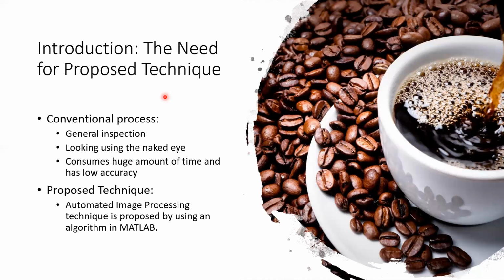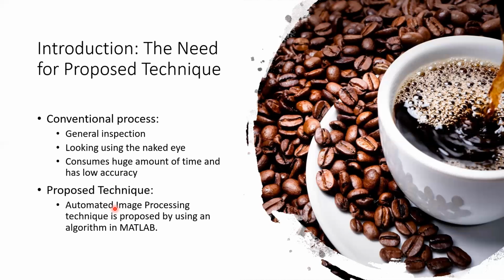And what is the need for the proposed technique? Actually, the conventional process of identifying coffee defects such as black beans is by general inspection, just by looking using the naked eye. That consumes a huge amount of time and also has low accuracy because it is subjective and depends on the condition of the person doing the task of separation of black beans from normal beans. And we will solve this problem using MATLAB.